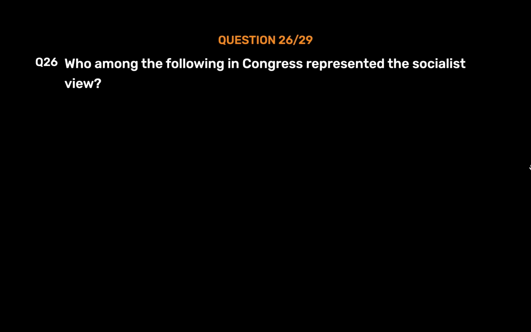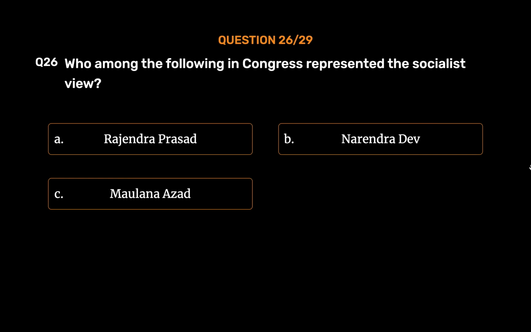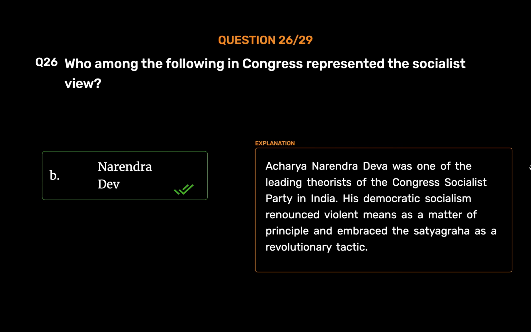Question number 26. Who among the following in Congress represented the socialist view? Option A. Rajendra Prasad. Option B. Narendra Dev. Option C. Maulana Azad. Option D. Sardar Patel. The correct answer is option B. Narendra Dev. Acharya Narendra Deva was one of the leading theorists of the Congress Socialist Party in India. His democratic socialism renounced violent means as a matter of principle and embraced the satyagraha as a revolutionary tactic.